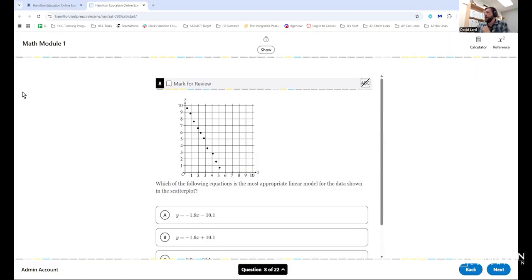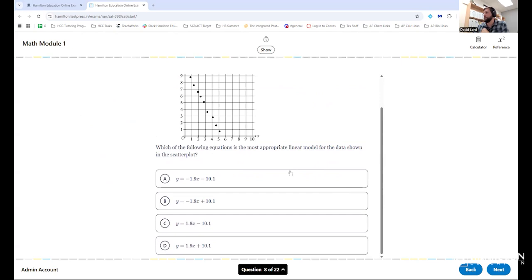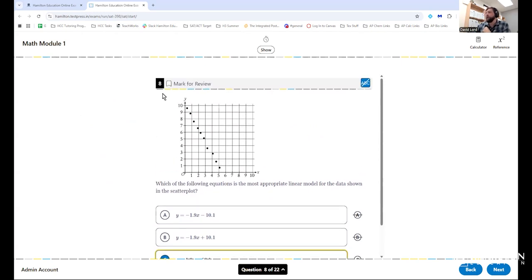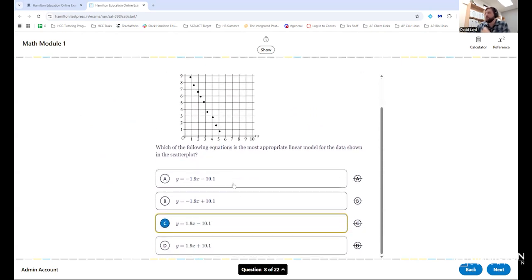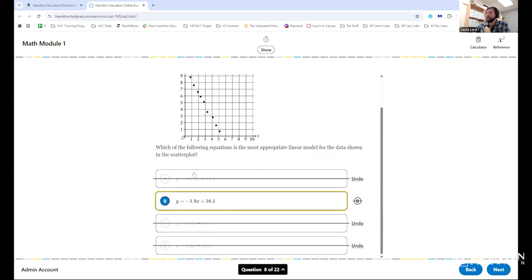Question number 8. Which of the following equations is the most appropriate linear model for the data shown? Well, in that case, I notice that it has a y-intercept of 10. So it can't be the negative 10 y-intercept. And so that eliminates A and C. I also could calculate the slope. I notice the slope is going downward, so the slope must be negative. So we can eliminate all the answers with a positive slope, which leaves us only one correct answer, B.